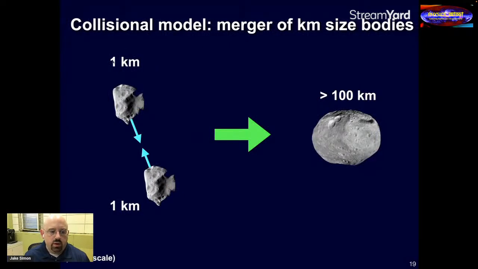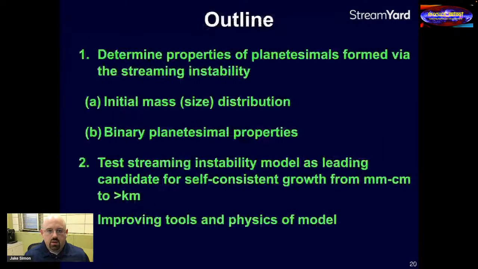And then once you get these 1 kilometer sized bodies, they collide and gravitationally stick together to form even larger bodies, right? And you still have some small bodies left over, so you might get a range of sizes here as well. Now, this is sort of the outline for the rest of my talk.